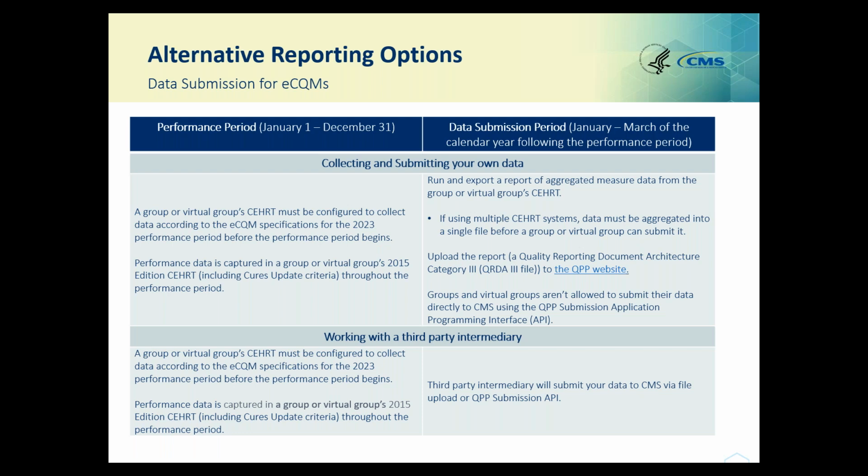QPP website. If you're working with a third-party intermediary, your group or virtual group CEHRT must be configured to collect data according to the ECQM specifications for the 2023 performance period before the performance period begins. Performance data is captured in your group or virtual group's 2015 CEHRT, including Cures Update criteria, throughout the performance period. The third-party intermediary you select will submit your data to CMS via the file upload or QPP submission API. Next slide, please.